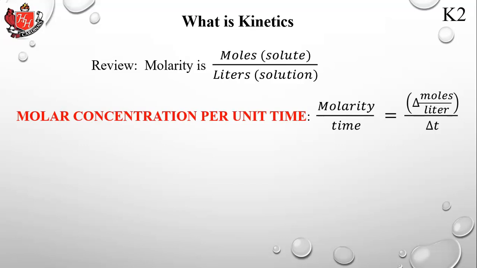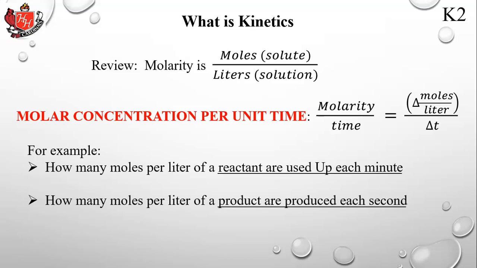So molar concentration per unit time takes molarity and puts it in the numerator over time. So it's how fast the molarity of a reactant or a product in a chemical reaction is changing. If it's a reactant, it's going to be decreasing. It's going to be used up as the reaction goes on. If it's a product on the right side of the equation, it's going to be produced. The concentration is going to go up per unit of time. So for example, how many moles per liter of a reactant are used up each minute, or how many moles per liter of a product are produced each second?